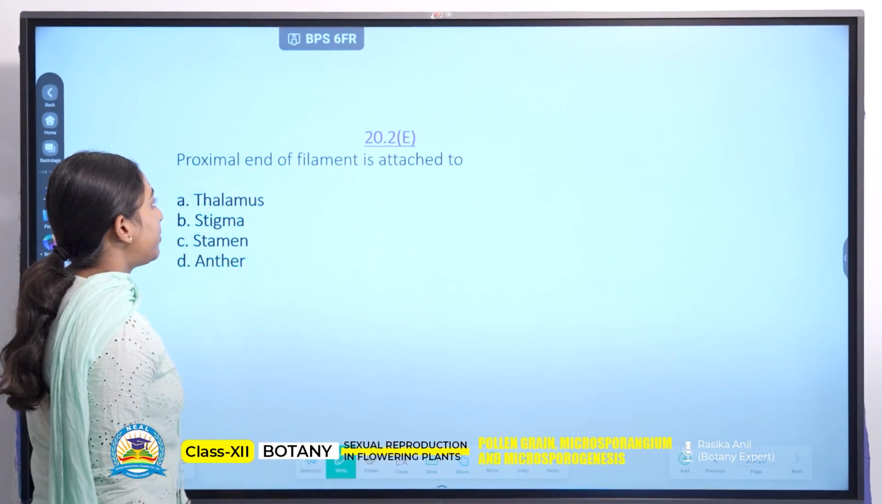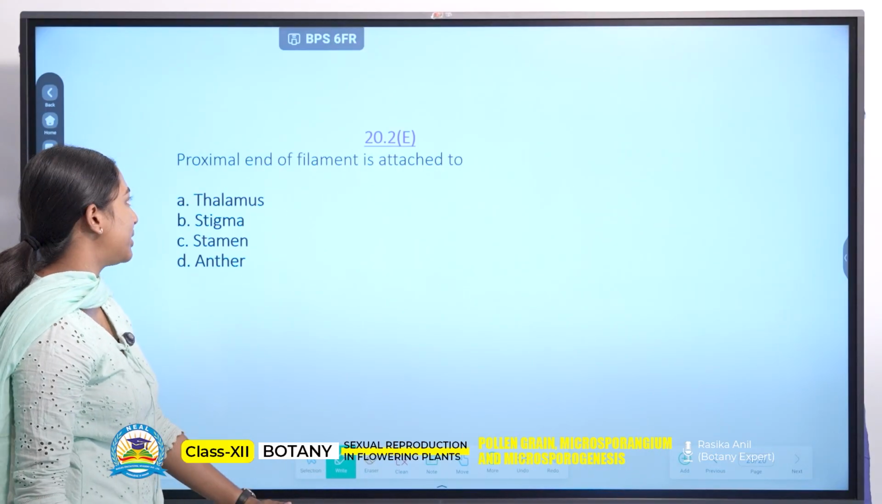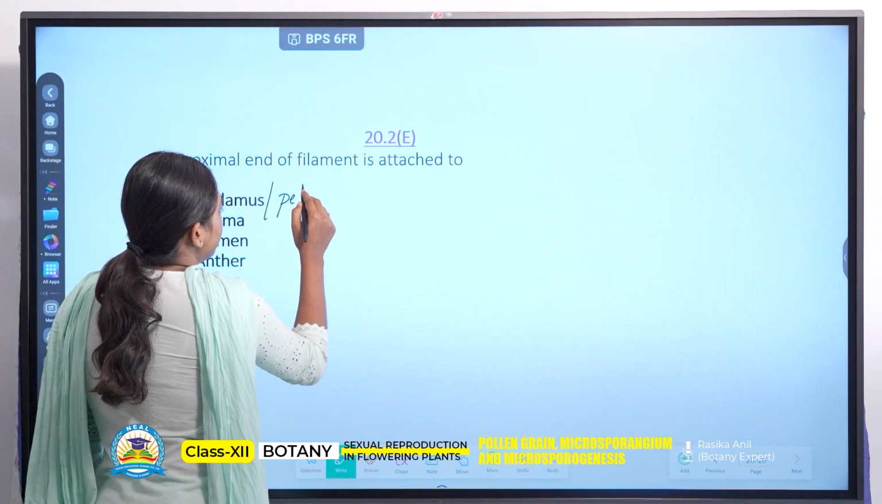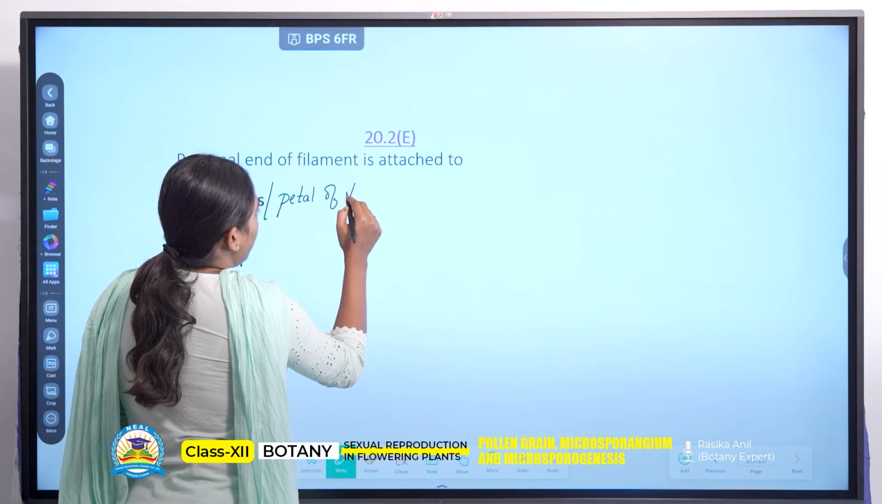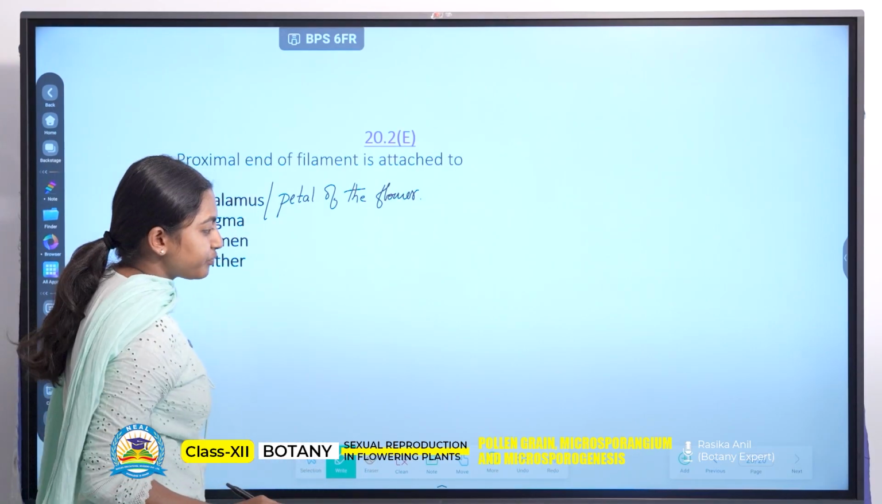Last question. Proximal end of the filament. This is a previous year question. The proximal end of the filament is attached to the thalamus or petal of the flower. Petal of the flower. Right?